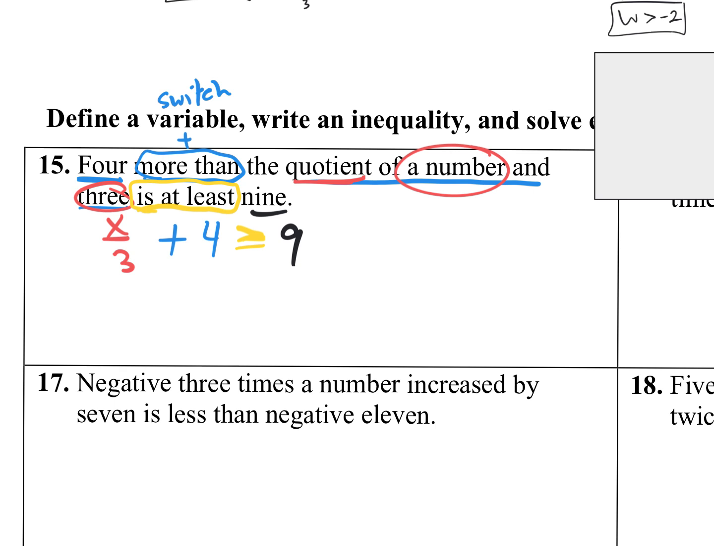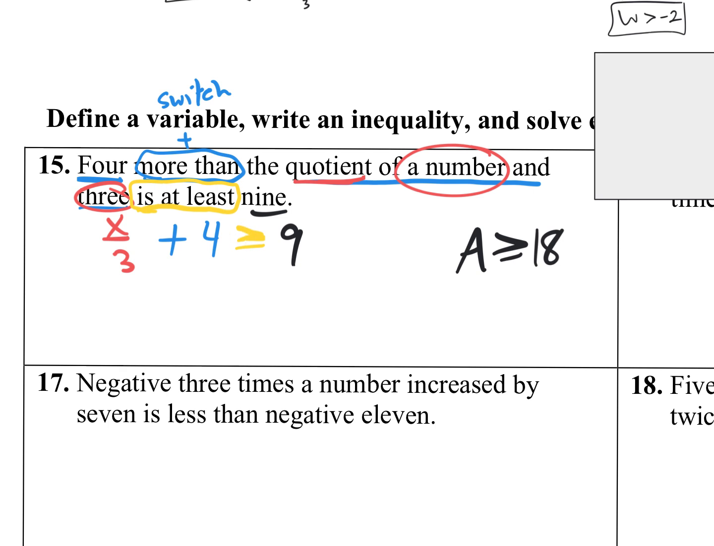Now, again, if you're confused about is at least, think of a real world situation. You must be at least 18 years of age to vote. What does that mean? At least 18. That means that in order to vote, you have to be 18 or greater. So your age would have to be greater than or equal to 18 with regards to voting, right? So at least actually means greater than or equal to.